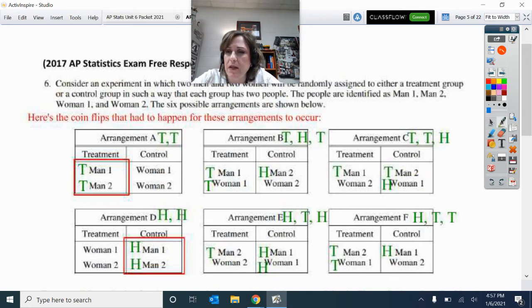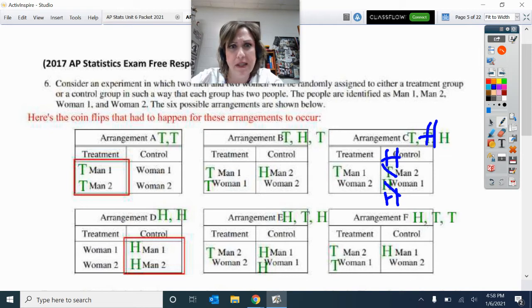Okay, so here we go. Man 2 got heads. Then I flipped the coin, and woman 1 got heads. It's not going to change my probabilities, but it was that. I got tails, and then heads, and then heads.